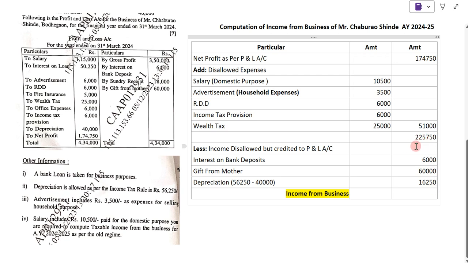Okay, now less all this amount from the total of the above. So 2,25,750 minus 6,000 minus 60,000 minus 16,250, we get 1,43,500. So 1,43,500 is our income from business. Okay, so in this way you have to compute the income from business. I hope you have understood this example.